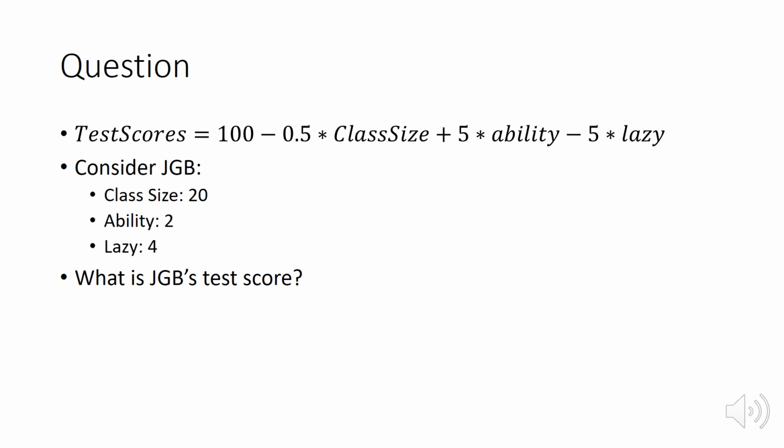Plus 5 times the ability, what's his ability? His ability is 2, so 5 times 2, also 10. So we're back to 100. Minus 5 times how lazy he is. How lazy is JGB? 4. So 5 times 4 is 20. JGB's test score is 80. Everyone get 80?